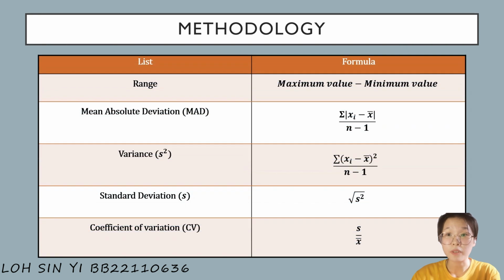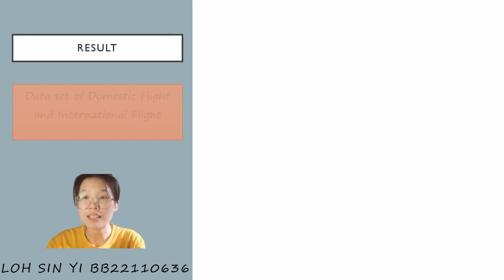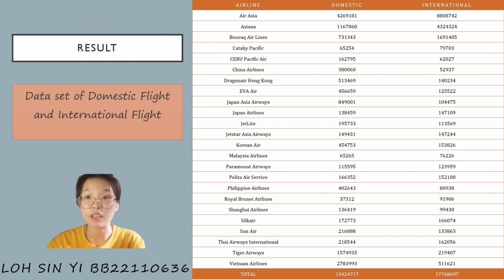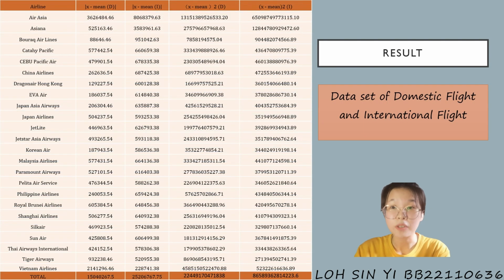So next I'm going to present part 4. So here is the formula we'll use in part 4. This is the dataset for domestic and international flight. This is a calculation for modulus x minus mean and x minus mean square that we will use later.